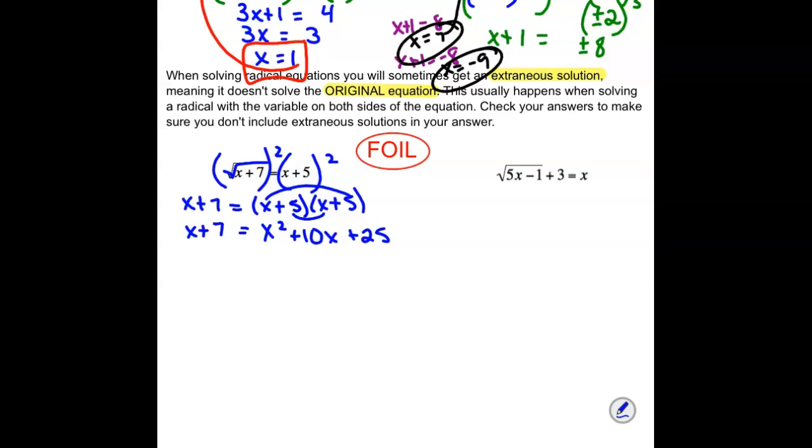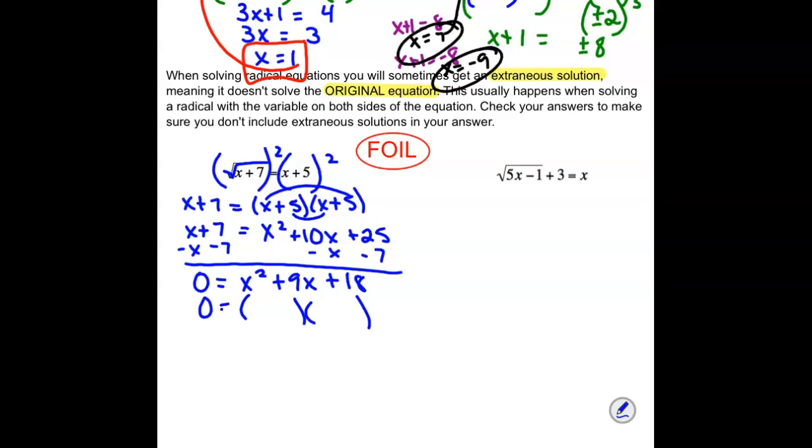And so because those are quadratic, we need to get everything to one side and then try to factor it. So we're going to subtract an x over, and we're going to subtract a 7 over. We now have one side equal to 0. On the right side, we have x squared plus 9x plus 18. And now we want to try to factor that.